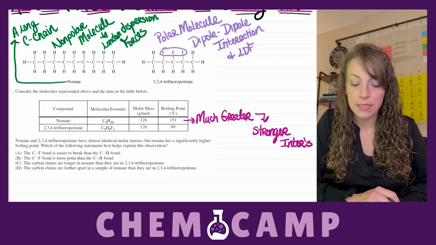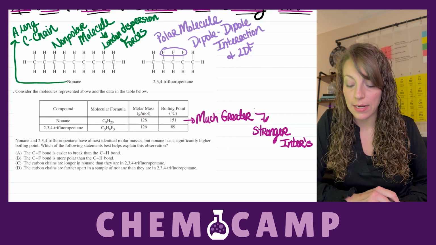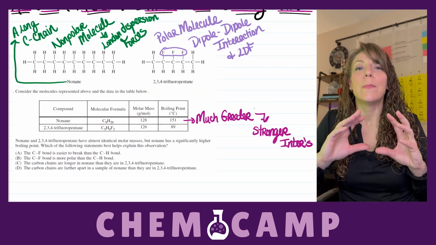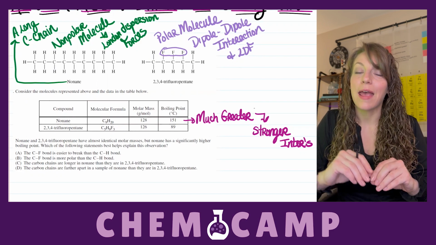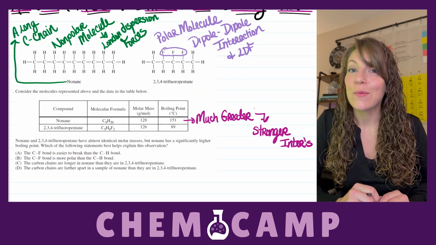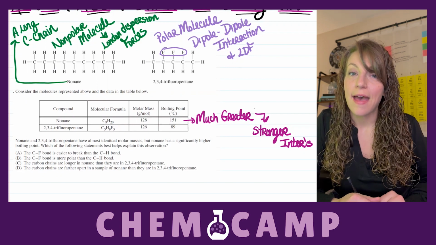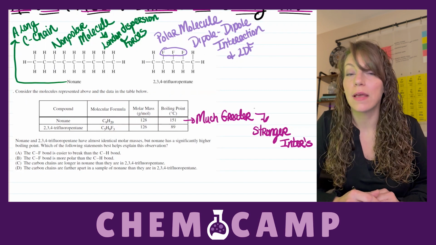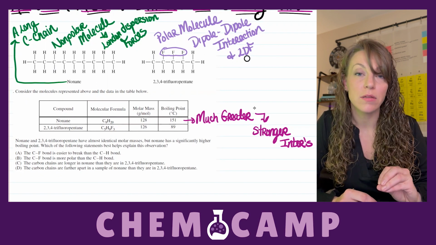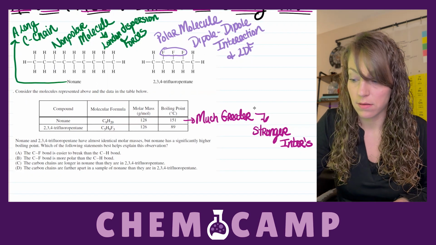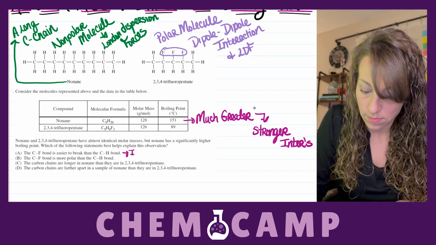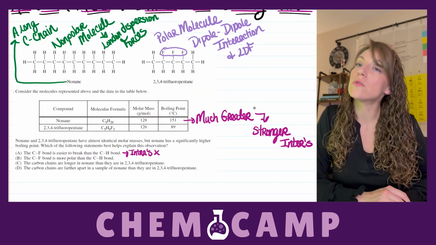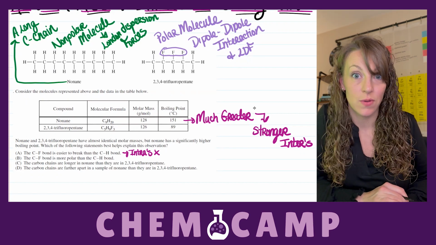Letter A states the CF bond is easier to break than the CH bond. Well, this is just plain crazy talk. Because your CF bond and your CH bond are within the molecule, that makes them intramolecular forces. And your intramolecular forces will never break at a melting point or a boiling point. So that doesn't explain this observation whatsoever.